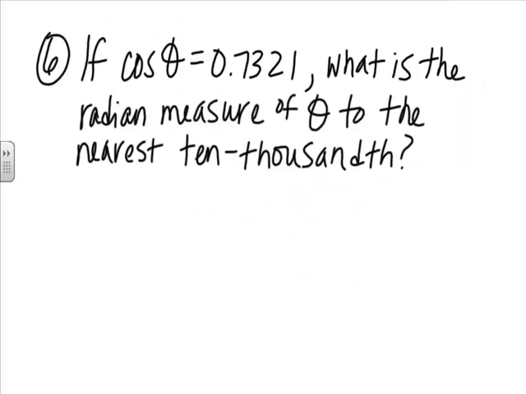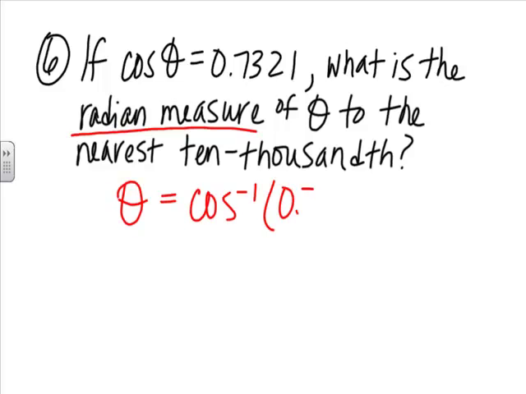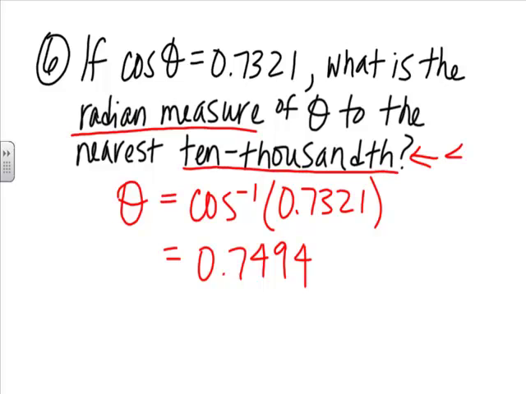Okay, moving right along. This one is all about, do you know how to push the buttons on your calc? If you're told the cosine of theta is 0.7321, what is the, here's where reading matters. What is the radian measure of theta to the nearest 10,000? So you need to make sure your calc is in radians. And so theta then is just going to be second cos on your calc, 0.7321. So as long as you push the right buttons that are in the right mode, out should come 0.7494. 10 thousandths then, 4 places. You must also know that, so you round to the right position.